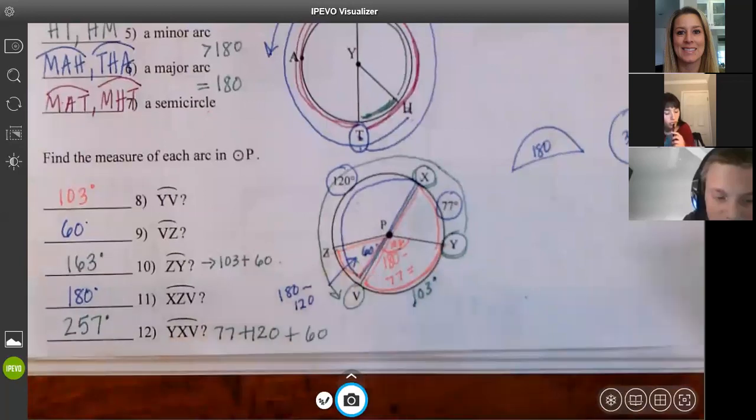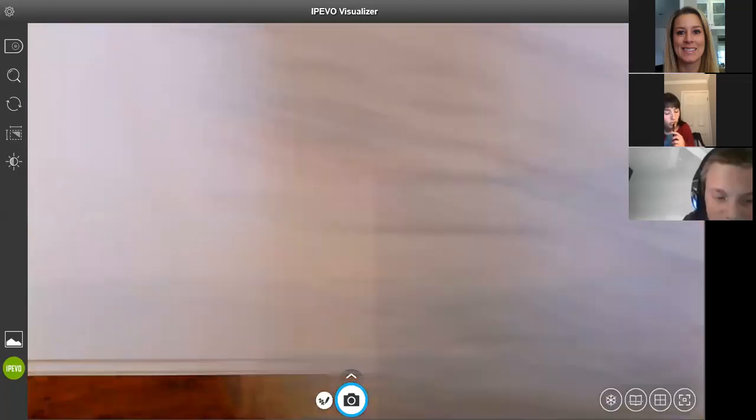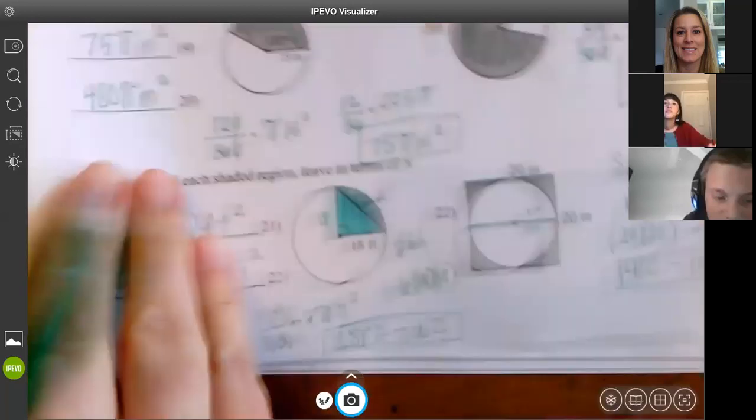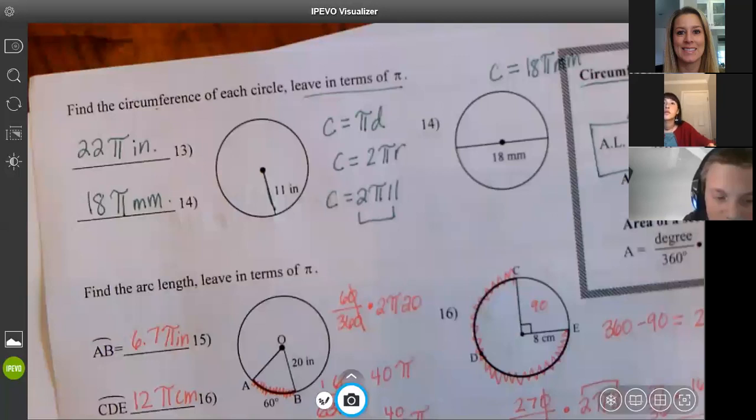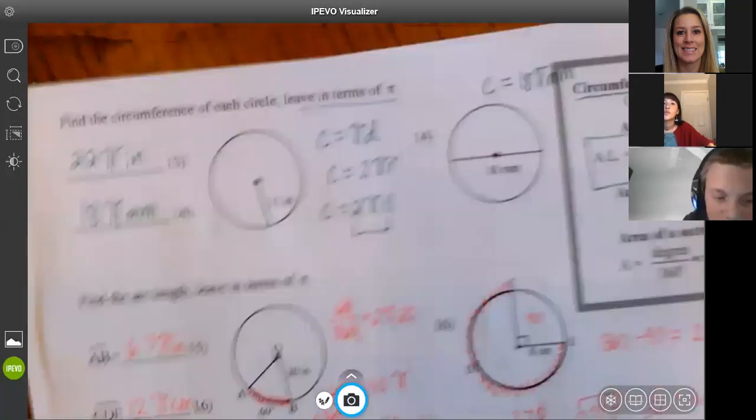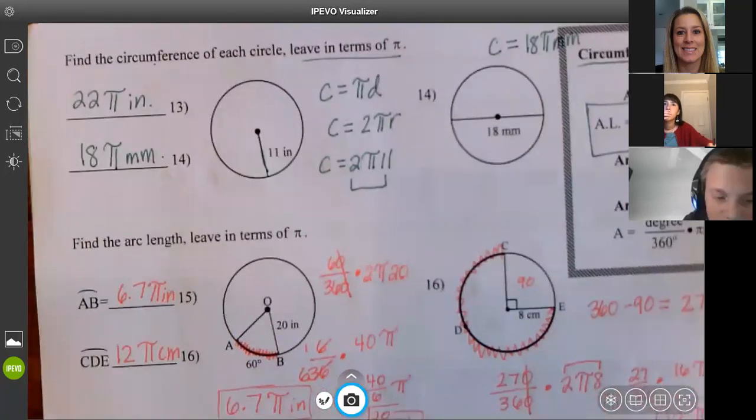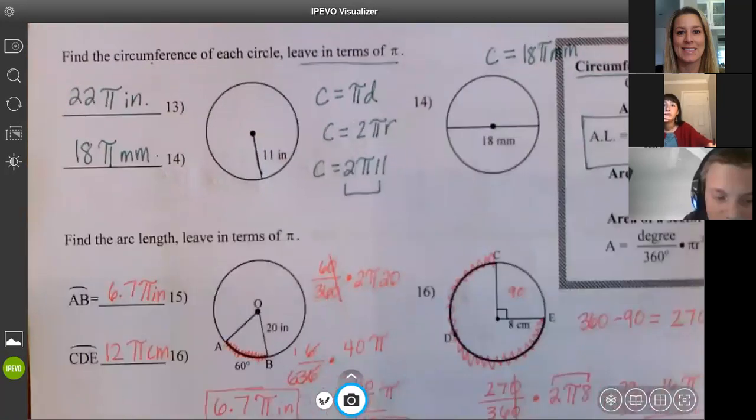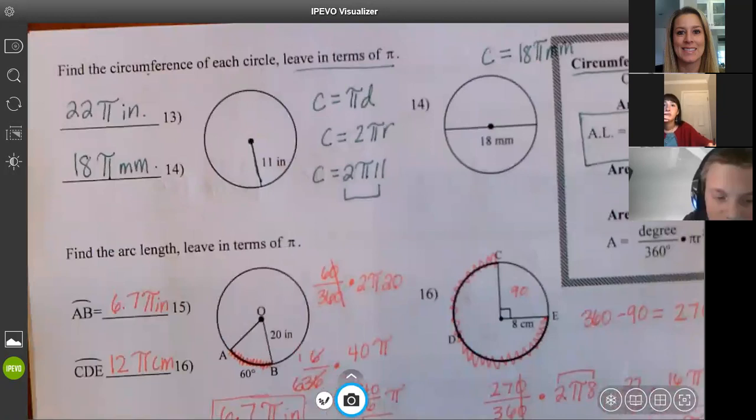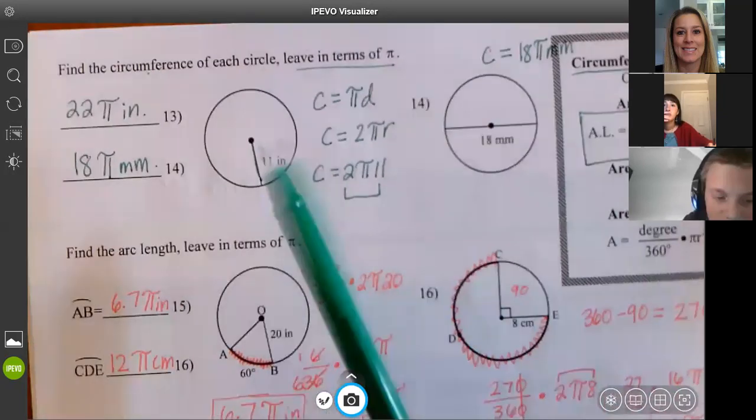Okay. All right, let's move to the back. I'll be posting this picture of the answer key as well. Unfortunately, I've only got 8 more minutes and then I have to log on with my Algebra 1 class. I could probably go a little bit, but this one was just really using the formula.